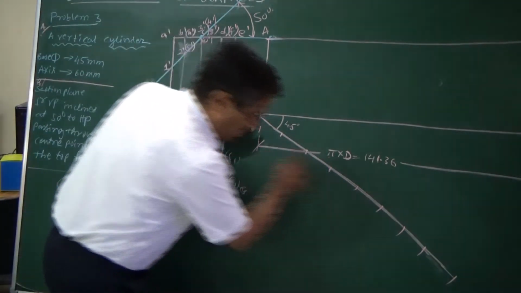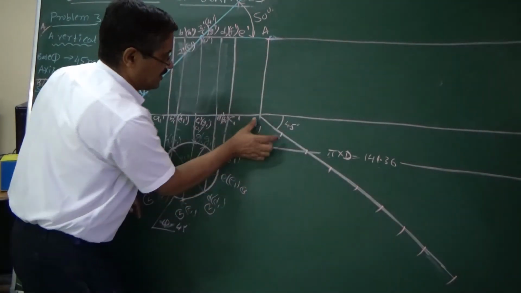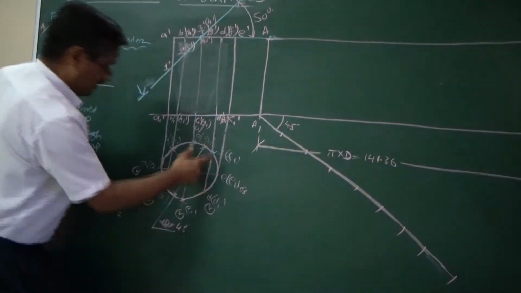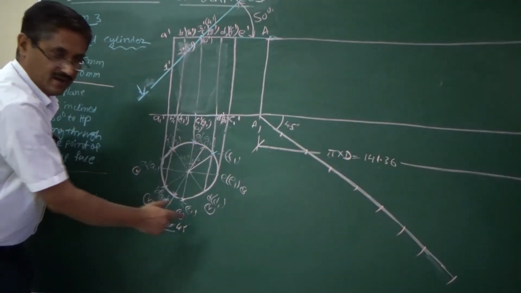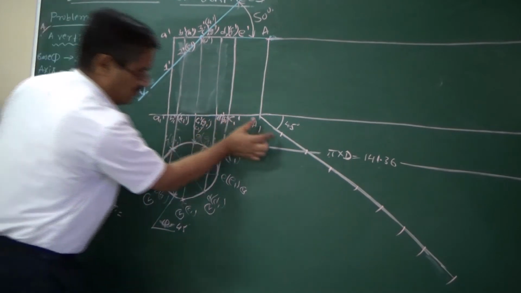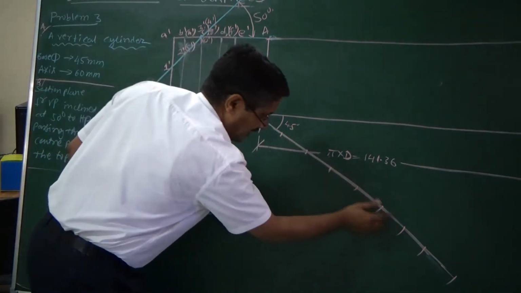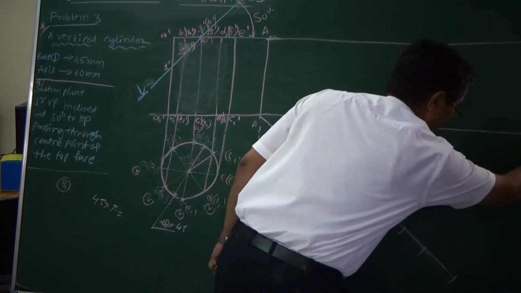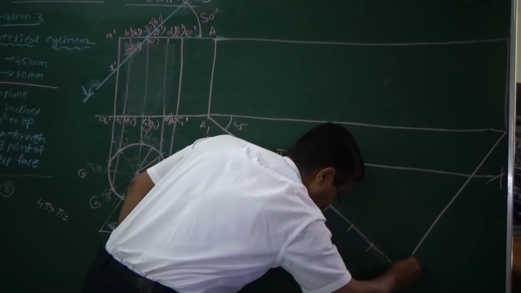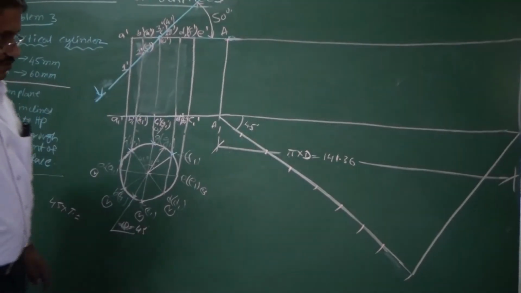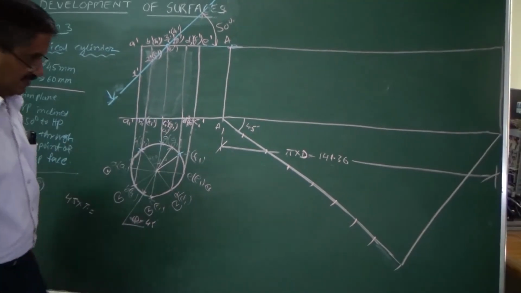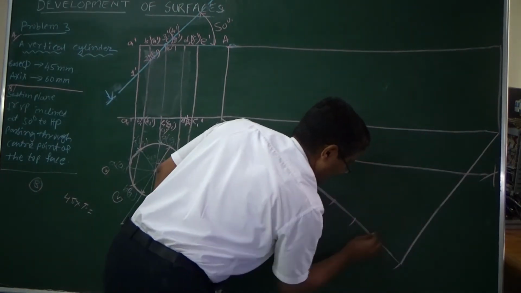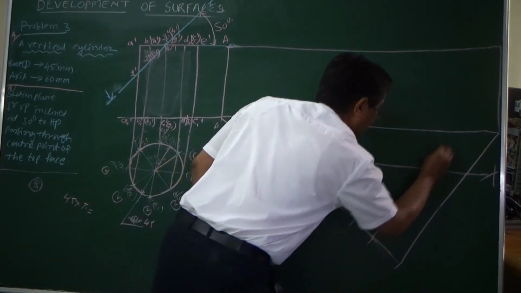So take a long line here, take your compass, take a convenient distance, and repeat that for the number of divisions that you have made here. We have done 8 parts here, so you have to repeat it into 8 parts here. So connect the last point, that is the 8th point, to the last point of this. So now you get a line like this. Keep your drafter parallel to this line and draw lines like this.